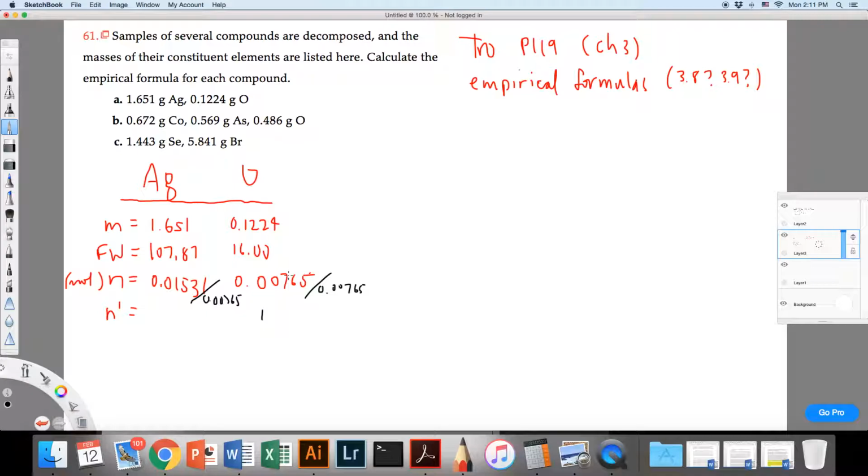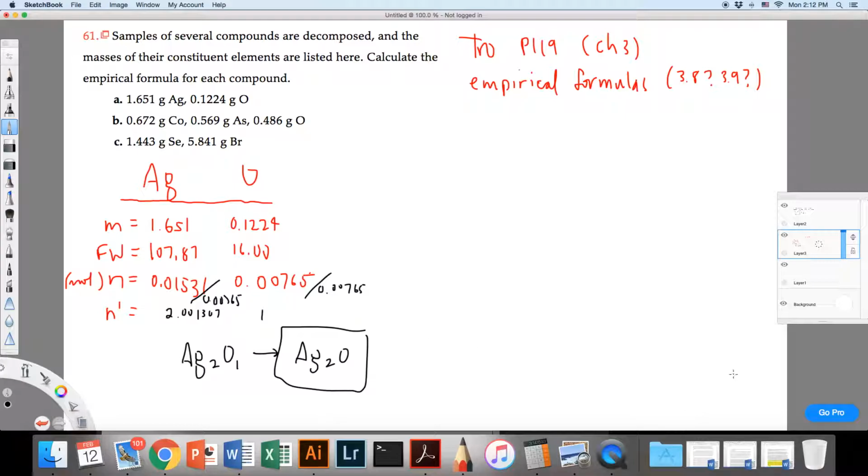And then 0.01531 divided by 0.00765 is going to be 2. It comes out to 2.001307, which is clearly 2, right? So the empirical formula here is Ag2O1, which we leave out the 1, right? We leave the 1 out. Really what we mean is Ag2O, and that's the empirical formula for silver oxide.